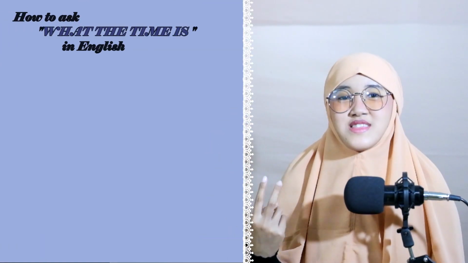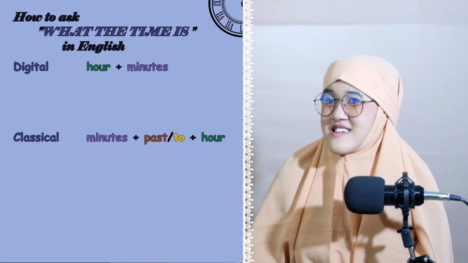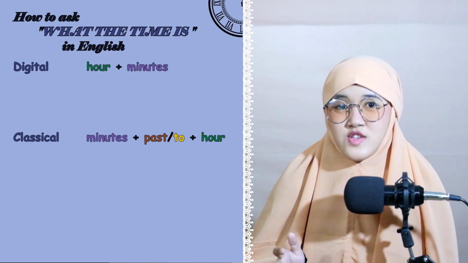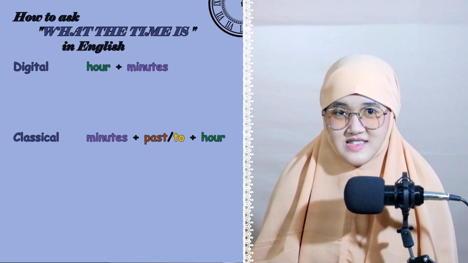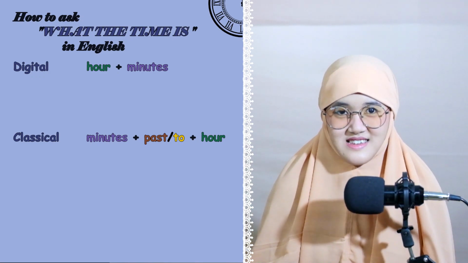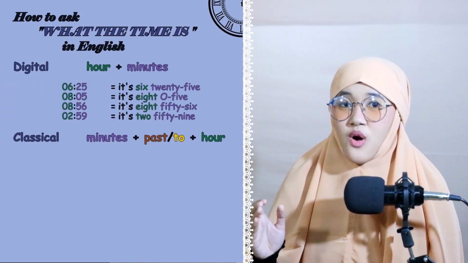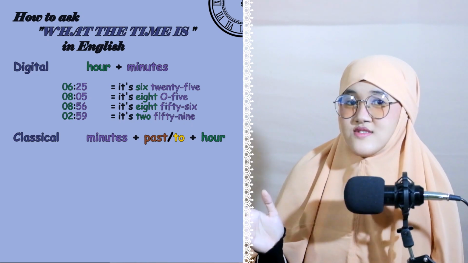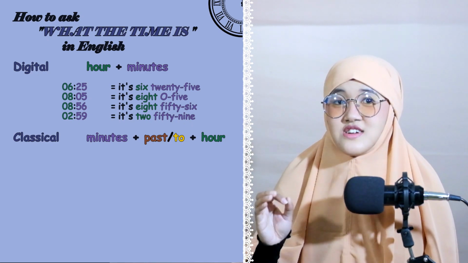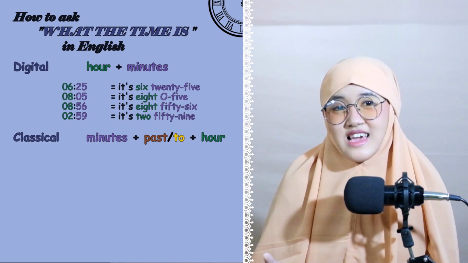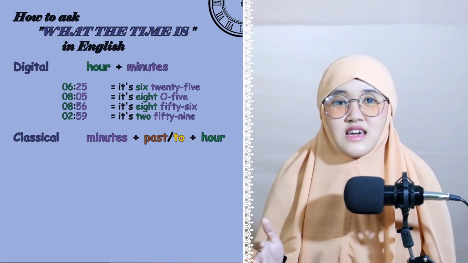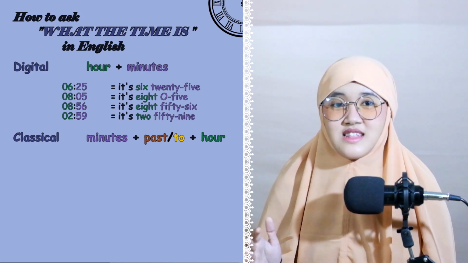There are two common ways of telling the time: digital and classical. Digital means we say the hour first and then the minutes. It is 6:25. It's 8:05. The zero is said like the letter O. It is 8:56. It's 2:59.